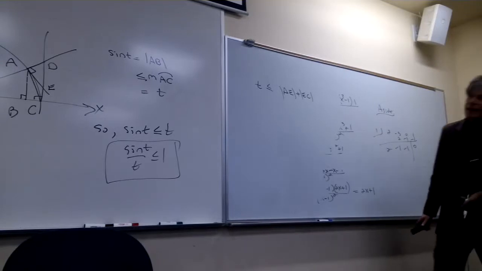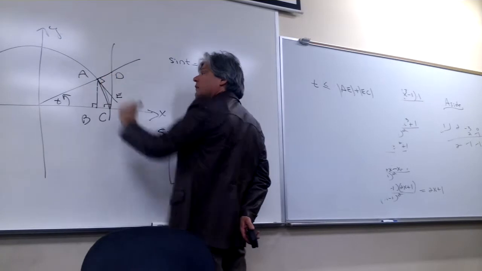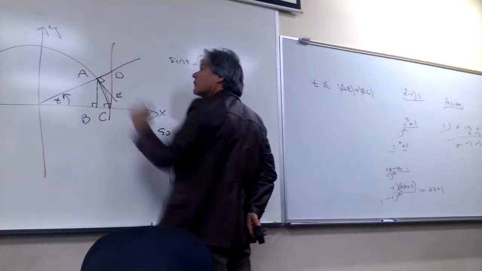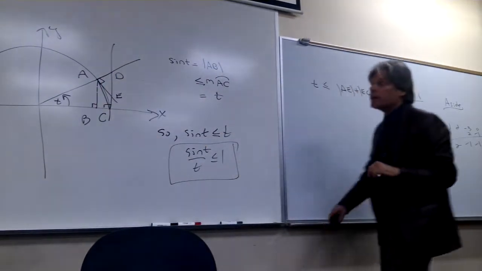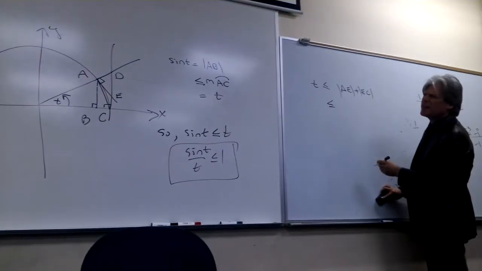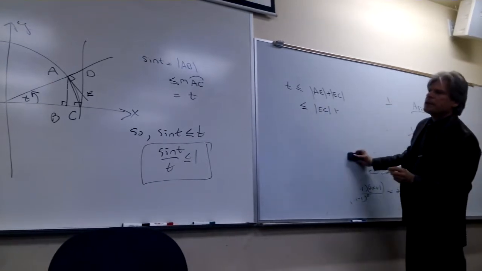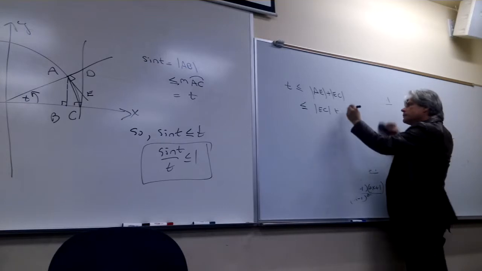But if you take a peek at how ADE is a right triangle, I think DE is going to be the length of the hypotenuse, which is longer than the length of any side. So I think DE is going to be bigger than AE. So I think this is less than or equal to EC plus AE, which is less than DE.